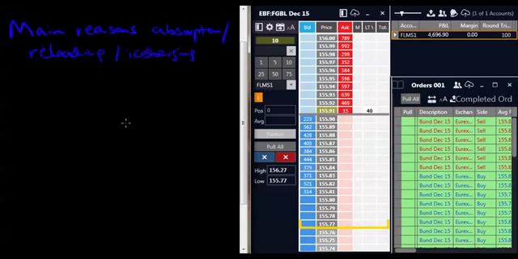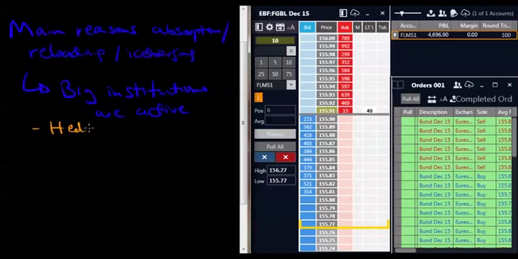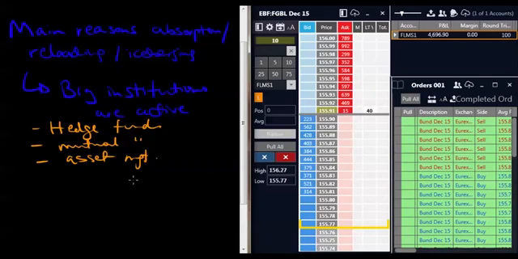So we, as intraday traders, as professional prop traders, are looking to find where the big institutions are active. These big institutions could be hedge funds, they could be mutual funds, they could be any sort of massive institution. They could just be an asset management company, any sort of asset management company that needs to move size around.